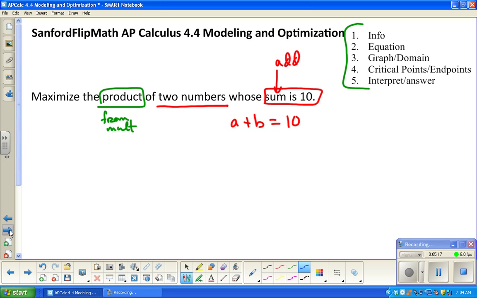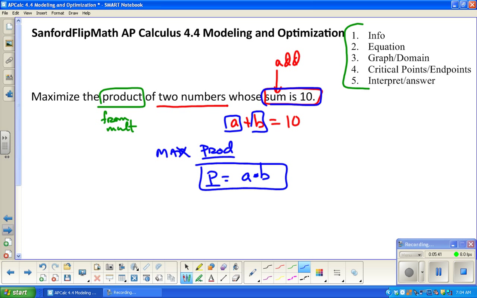If I'm going to talk about product, if my two numbers are going to be A and B, I want to maximize the product. Well, that product is going to be A times B, and I know that those numbers have to add up to 10. Well, here's the problem. How do I do a derivative on this?